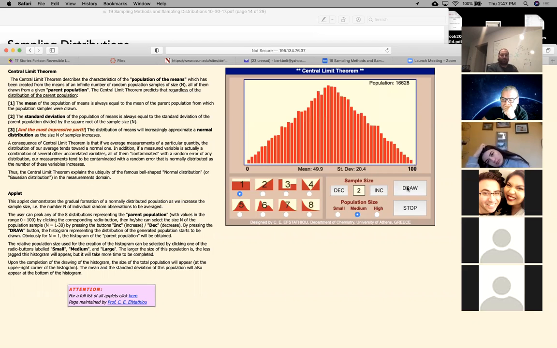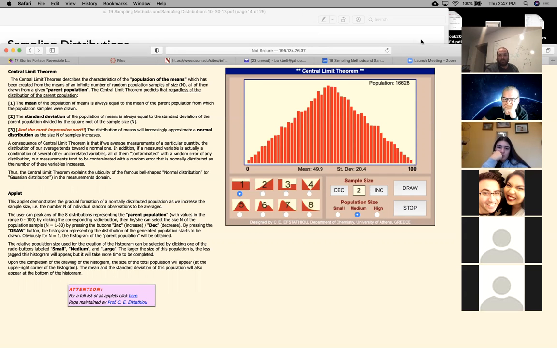That's a very different shape. What does that tell us? We have lots of averages near the middle and not so many averages on the wings. The shape of the sampling distribution is different.